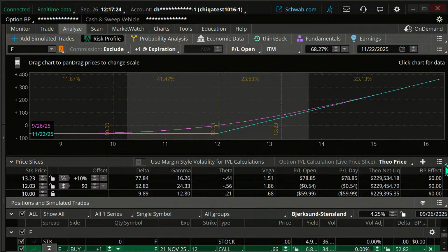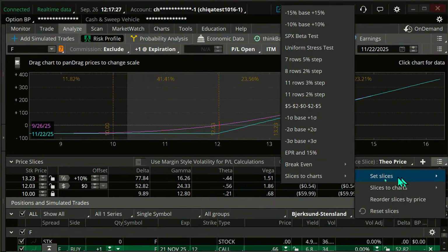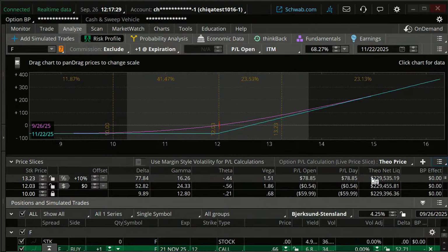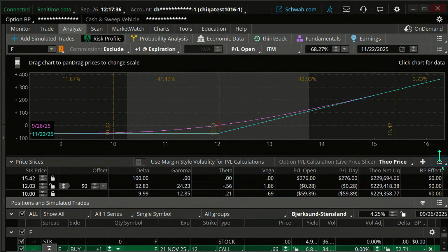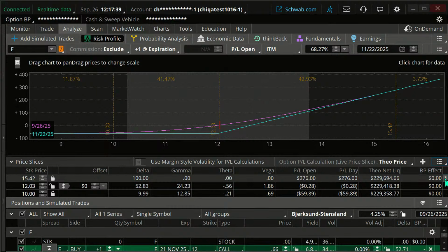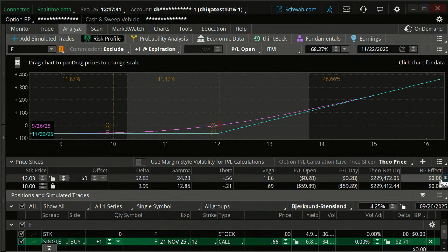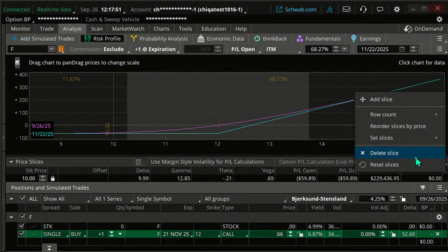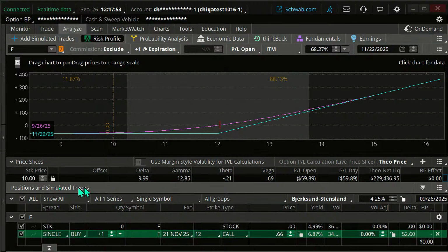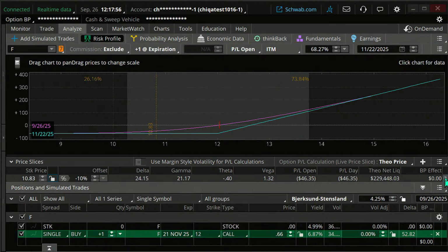There's another probability. Click right here. You can go Set Slices, probabilities of break even at expiration. Let me get rid of these. You can always delete the slice. Let's just start from scratch here. Delete slice. Now, if I click delete slice, that one doesn't want to do it. Oh, I have it locked. Is that why? Why won't that delete? I guess it always wants you to have something in there.